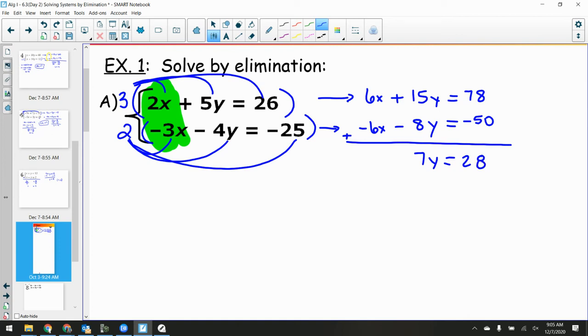So now this becomes like any other elimination problem that's set up. It's already set up so it's easier. We just divide by 7 here, and I get a 4.